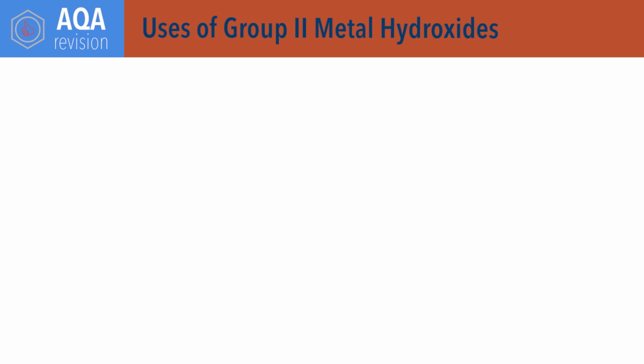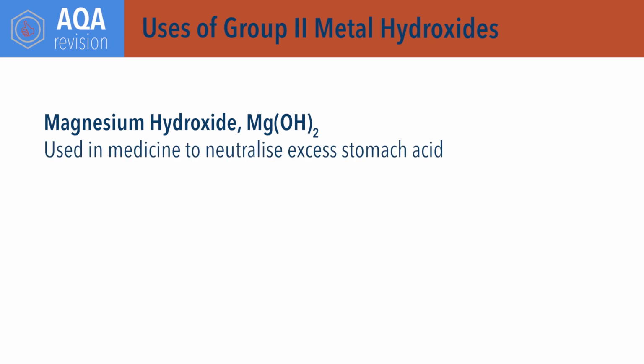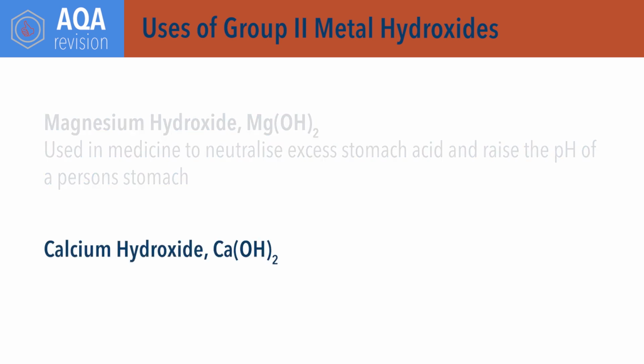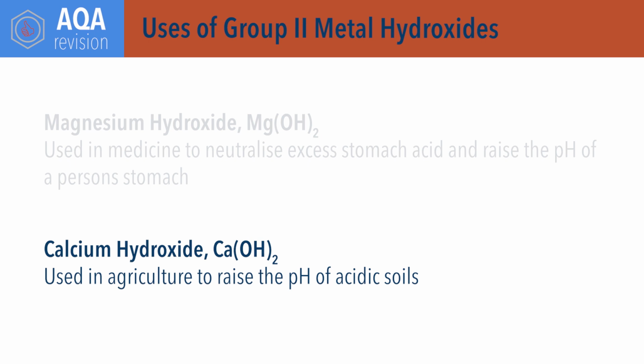For example, magnesium hydroxide, Mg(OH)2, is used in medicine to help neutralize excess stomach acid and raise the pH slightly in a person's stomach. Calcium hydroxide, Ca(OH)2, is also used in a similar way in agriculture to raise the pH of soils that are too acidic.